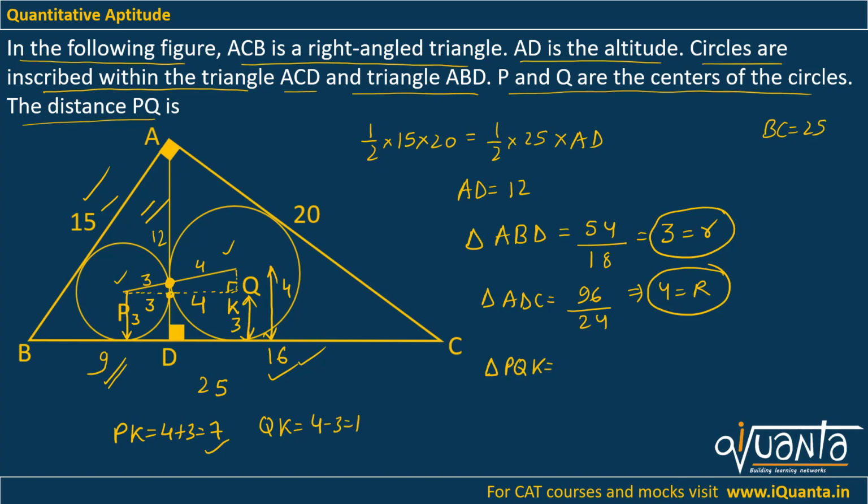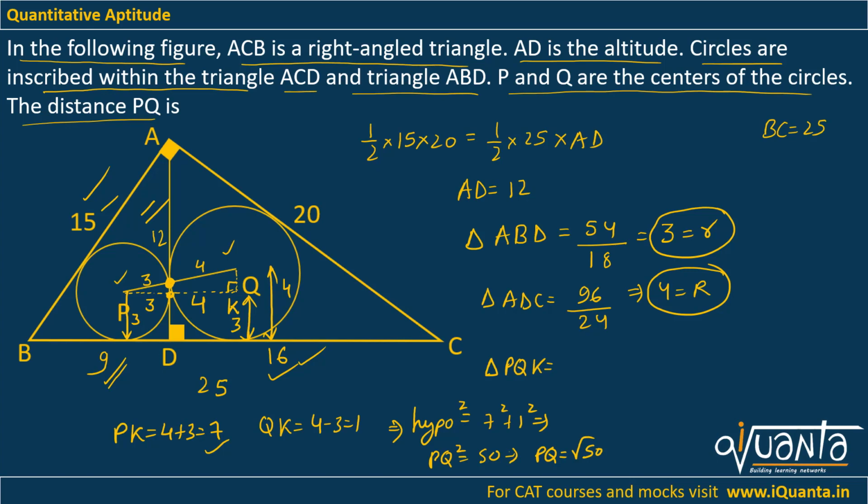Now in right angle triangle PQK, we have the base and height, so we can find the hypotenuse. Hypotenuse square will be equal to 7 square plus 1 square. Hypotenuse is nothing but PQ. So PQ square will be equal to 49 plus 1, that means 50. We get PQ equals root 50. So that is how you have to solve this question.